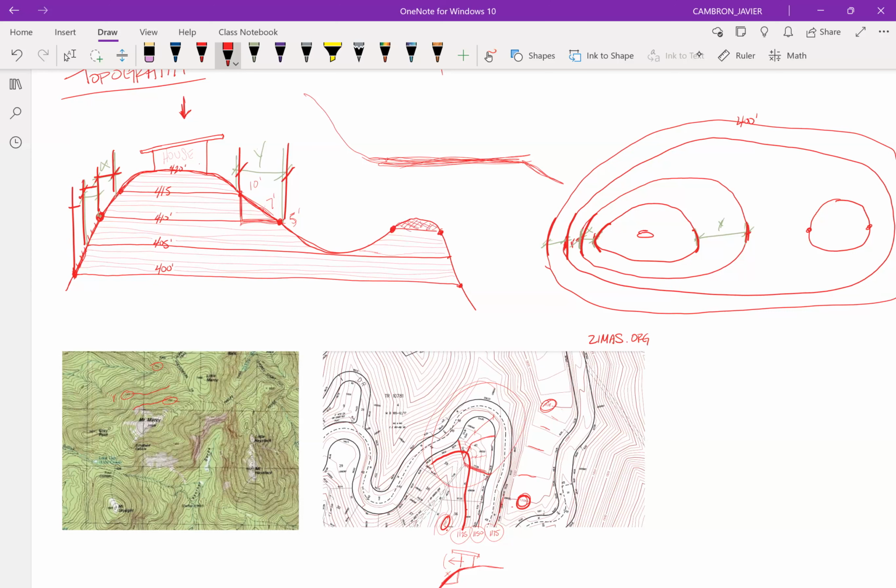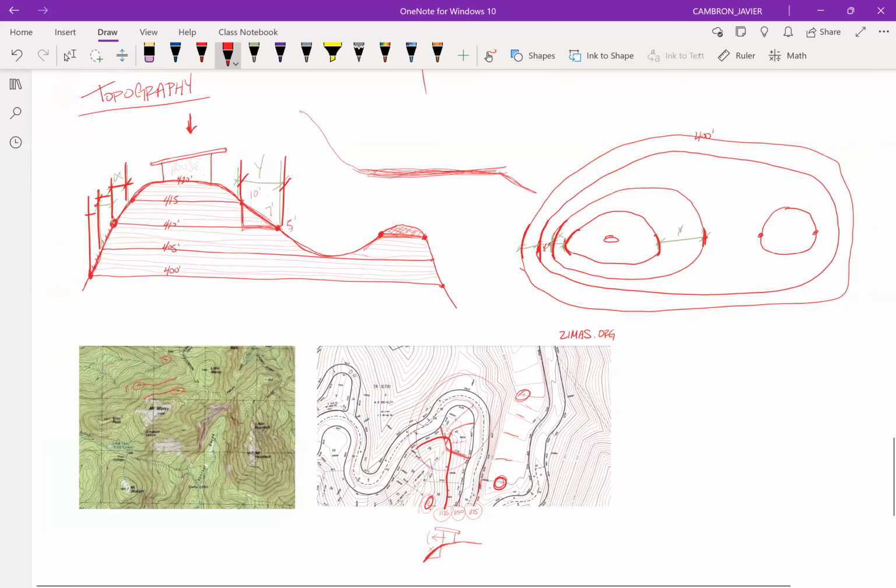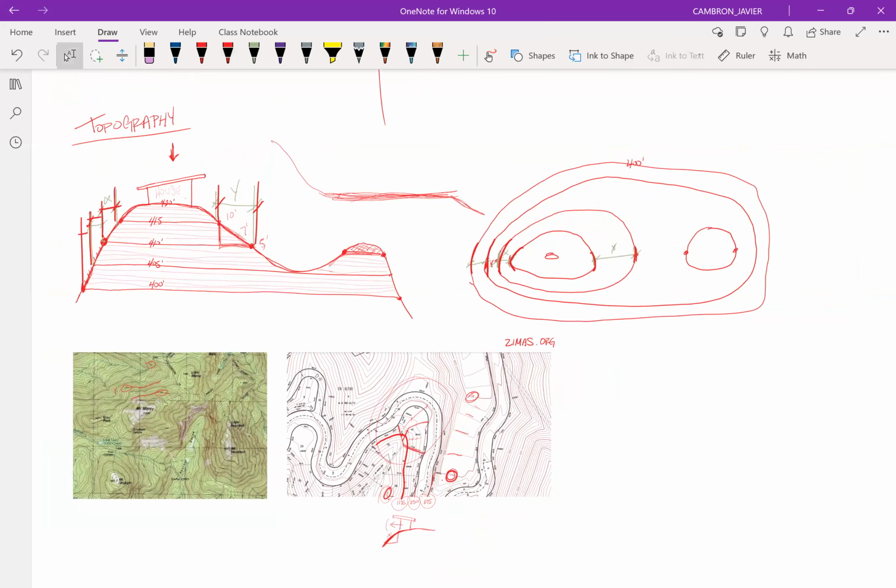Okay. But before we do all that in Revit, I wanted to make sure that we all had an understanding of what is topography, what are contour lines, and how they all kind of relate to the construction industry. Okay, hope this helps.